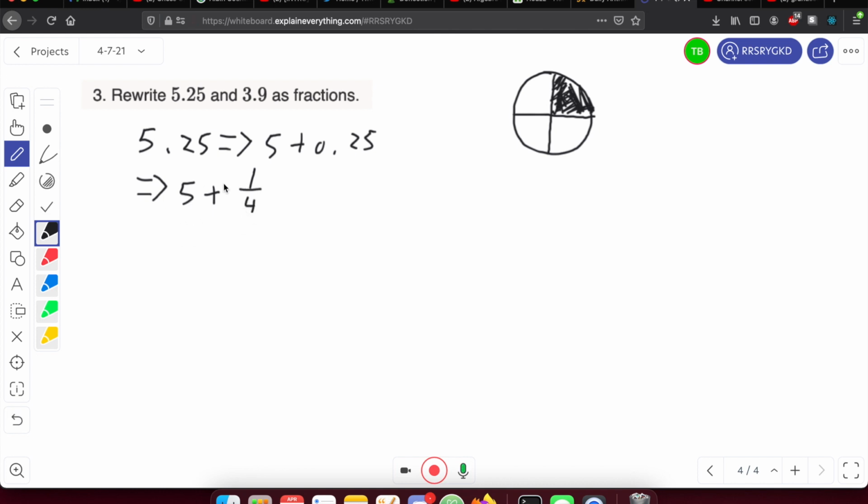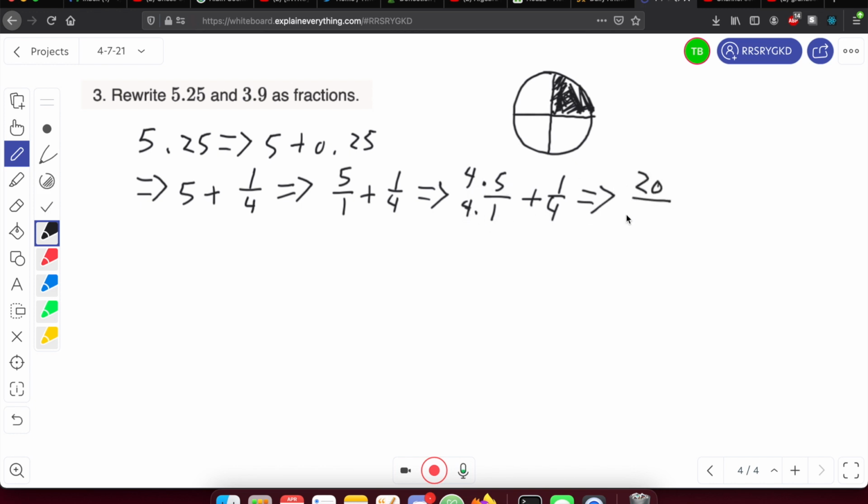Now we simply need to add these two fractions together. Well, remember that we can rewrite any whole number as itself over 1, because 5 divided by 1 is simply 5, plus 1/4. Now, in order to get a common denominator, we need to get them both into a denominator of 4, right? So we're going to multiply the top and the bottom of the fraction by 4. And when we do this, we multiply across. So we get 4 times 5 is 20, over 4 times 1 is 4, plus 1/4.